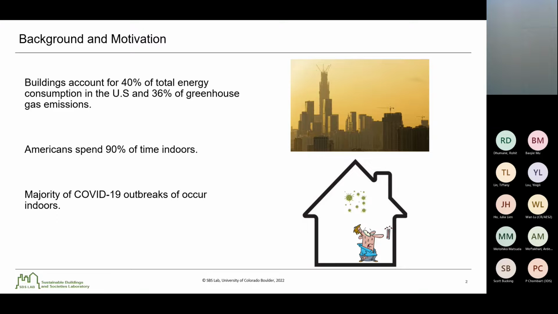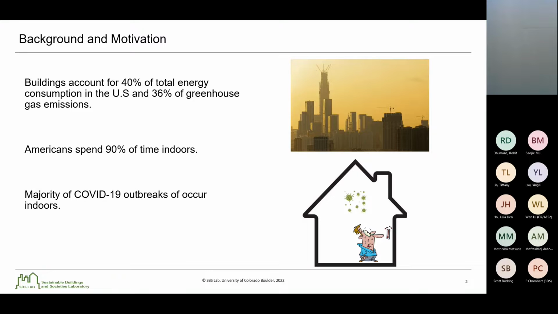40% of total energy consumption in the U.S. And because of this, this also leads to a significant amount of greenhouse gas emissions. A lot of this has to do with the fact that we spend a significant amount of time indoors. For example, Americans spend about 90% of time indoors. And so we have to spend a lot of energy to make sure we are comfortable indoors, as well as healthy indoors.